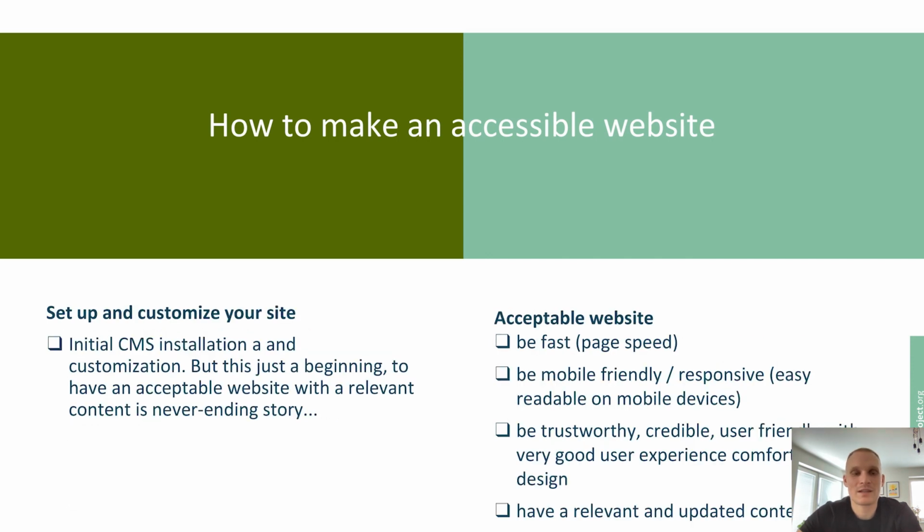Set up and customize your site. Initial CMS installation and customization. But this is just the beginning. To have an acceptable website with relevant content is a never-ending story. An acceptable website must be fast, mobile-friendly, responsive, trustworthy, credible, user-friendly with a good user experience, and have relevant and updated content.